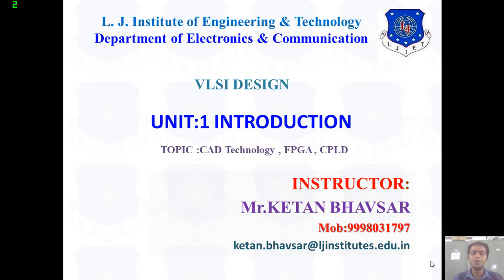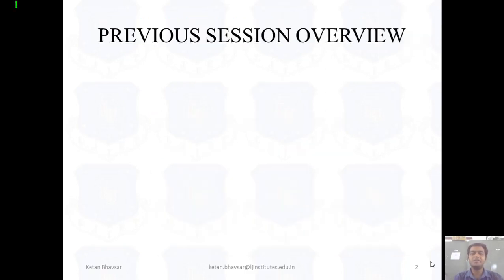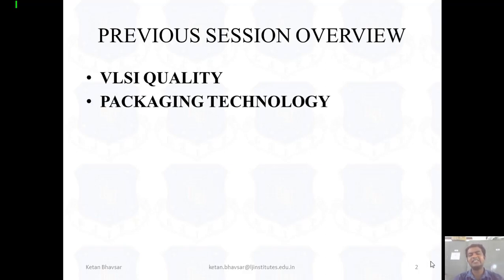In VLSI Design, Unit number 1 Introduction, today's topic is CAD tools, FPGA and CPLD. In the previous session, we discussed VLSI quality and packaging technology. As we discussed, there are different types of quality parameters like testability, reliability, yield, manufacturability and upgradability. So these four are the main quality parameters when we're talking about any VLSI component or any VLSI related products. Upgradability, reliability, testability play a main role, as well as yield and manufacturability.